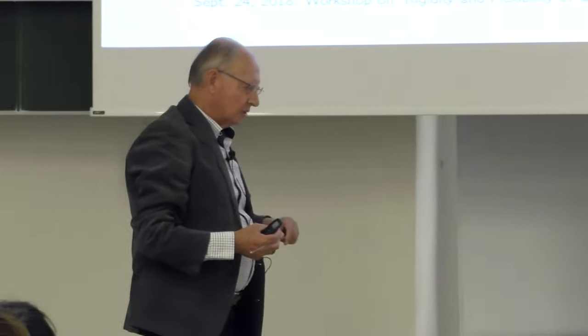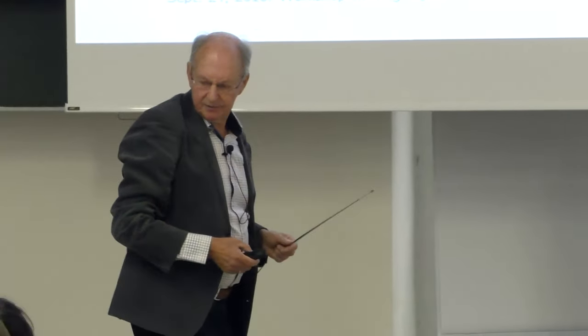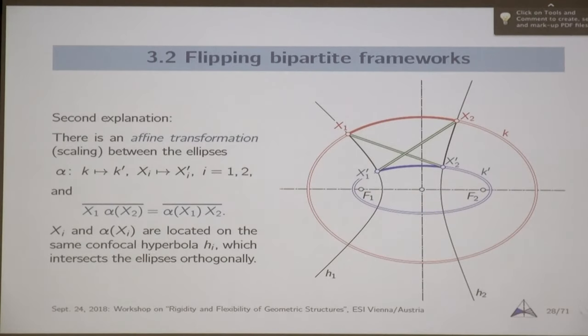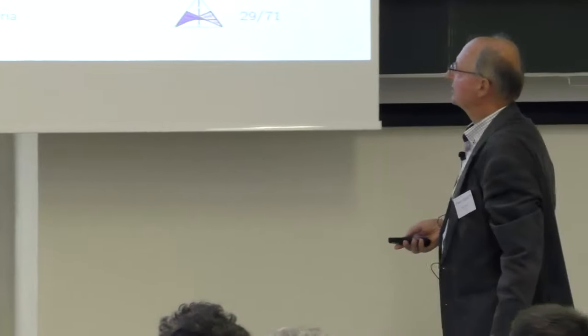We can also say something about flipping bipartite frameworks, and they are related to Ivory's theorem. Ivory's theorem deals with confocal conics, and in these curved quadrangles, the diagonals have the same length. And this, we can also spell in another way. There is an affine transformation from the red one to the confocal one. This affine map maps points located on the same hyperbola of this confocal family, and the diagonals are the same, and this works in any dimension and in Euclidean, elliptic, or hyperbolic geometry.